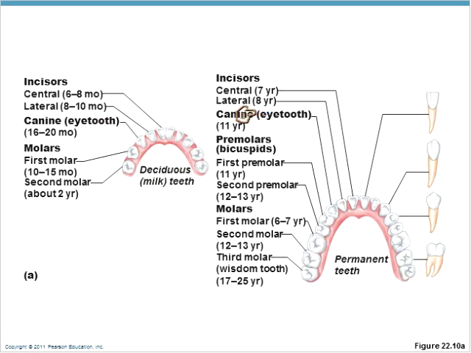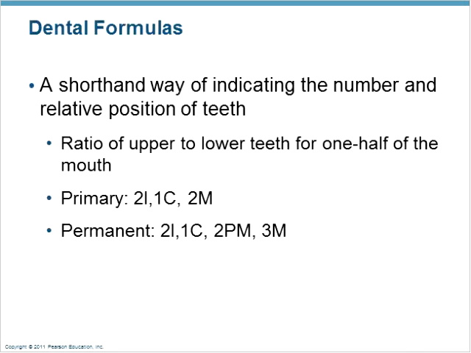When we talk about the permanent teeth, the central incisors come in about year 7. The laterals are 8. Canines are 11. The premolars, bicuspids if you will, the first premolar is 11. The second premolar is 12 to 13. The molars: the first molar is 6 to 7 years. The second molar is 12 to 13 years. And the third molar, sometimes called the wisdom teeth, erupts at 17 to 25 years.